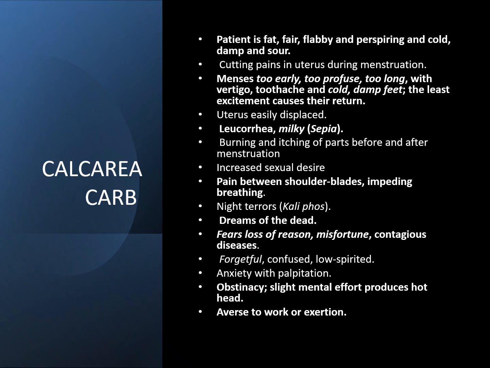Calcarea carb is typically suited to fat, fair, flabby, overweight women with profuse perspiration, especially of the head, and there is chilliness of the patient. In any season, the patient feels chilly. The symptoms are prolonged, early and profuse menses with vertigo, toothache, and cold damp feet during menses. The least excitement causes the return, meaning slightest mental or physical exertion causes heavy bleeding.